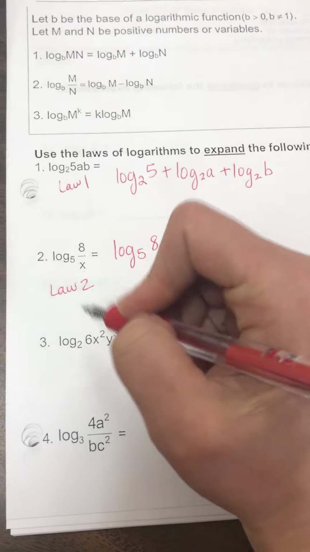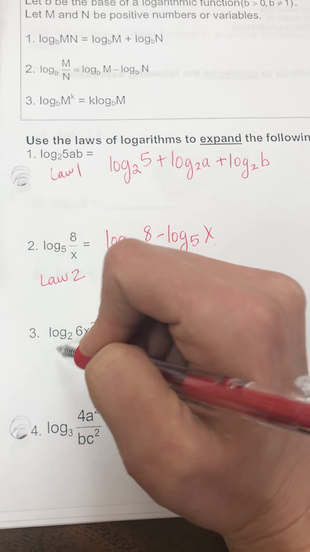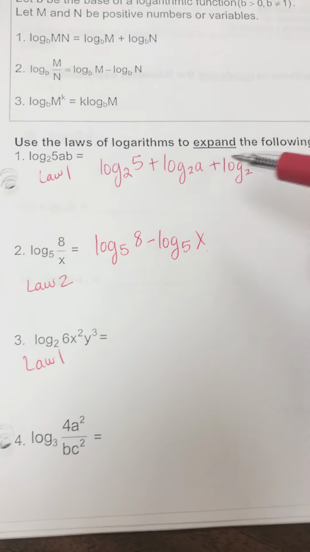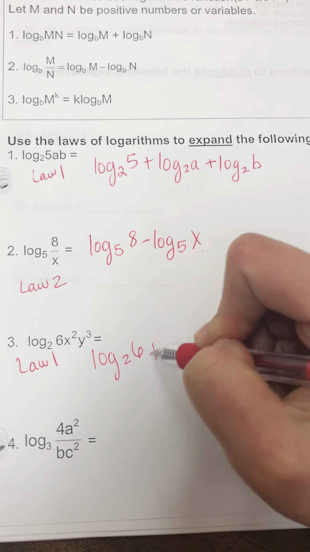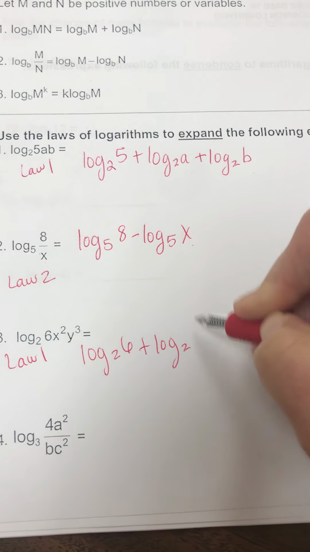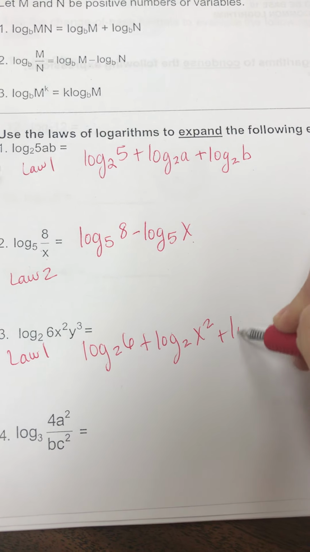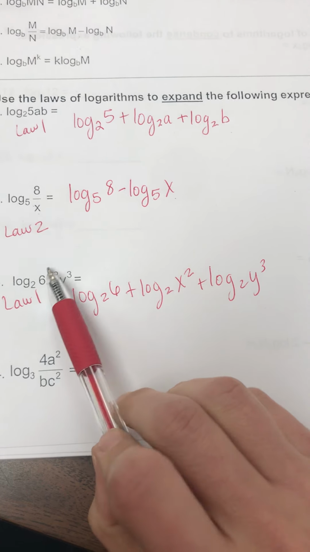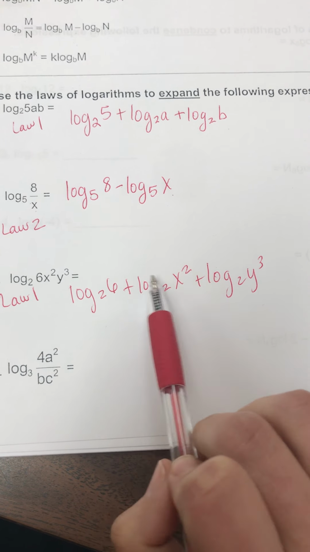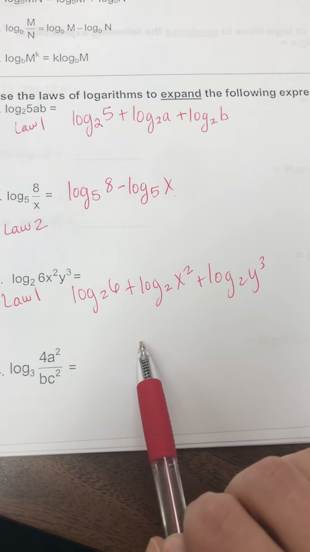So now let's look at number 3. First, these are all multiplying, so we're going to use law 1 first. We're going to split it up. So you're going to have log base 2 of 6 plus log base 2 of x squared plus log base 2 of y cubed. Right? We just split them, the 6, the x squared, the y cubed, with pluses in between.